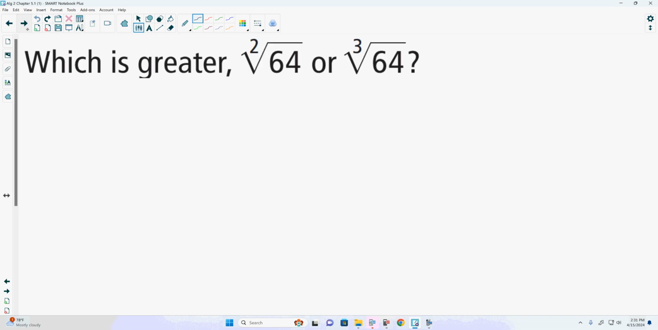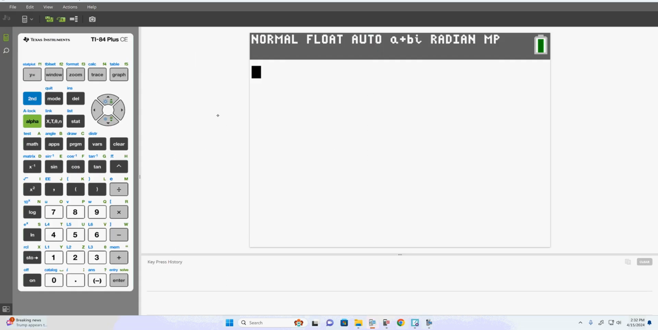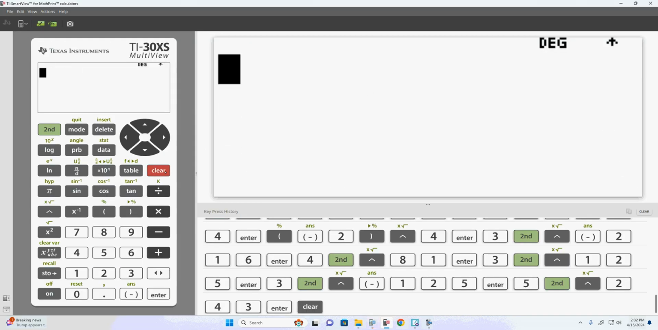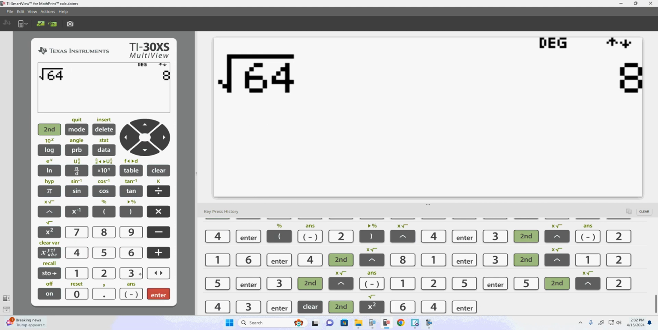Now the first thing we're looking at is the square root of 64 and the cubed root of 64. Which one is bigger? So let's see. What would the square root of 64 be? 8, because what times itself is 64? Now, the cubed root of 64, we want to know what multiplied by itself 3 times is 64. The square root of 64 is indeed 8.